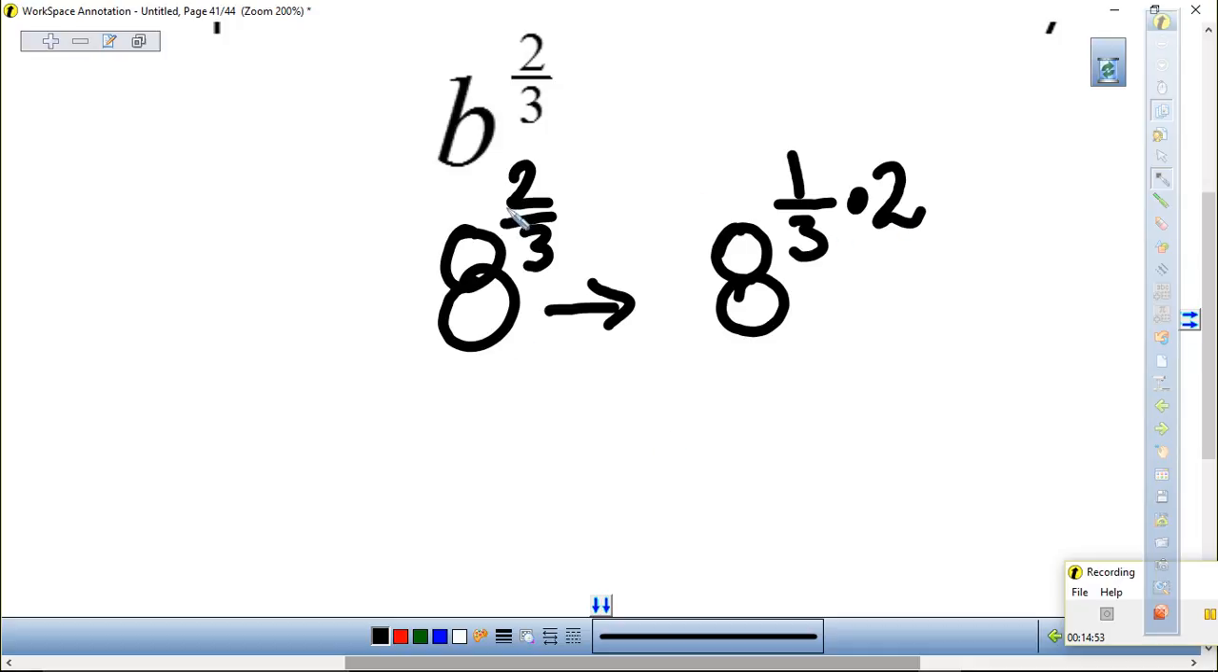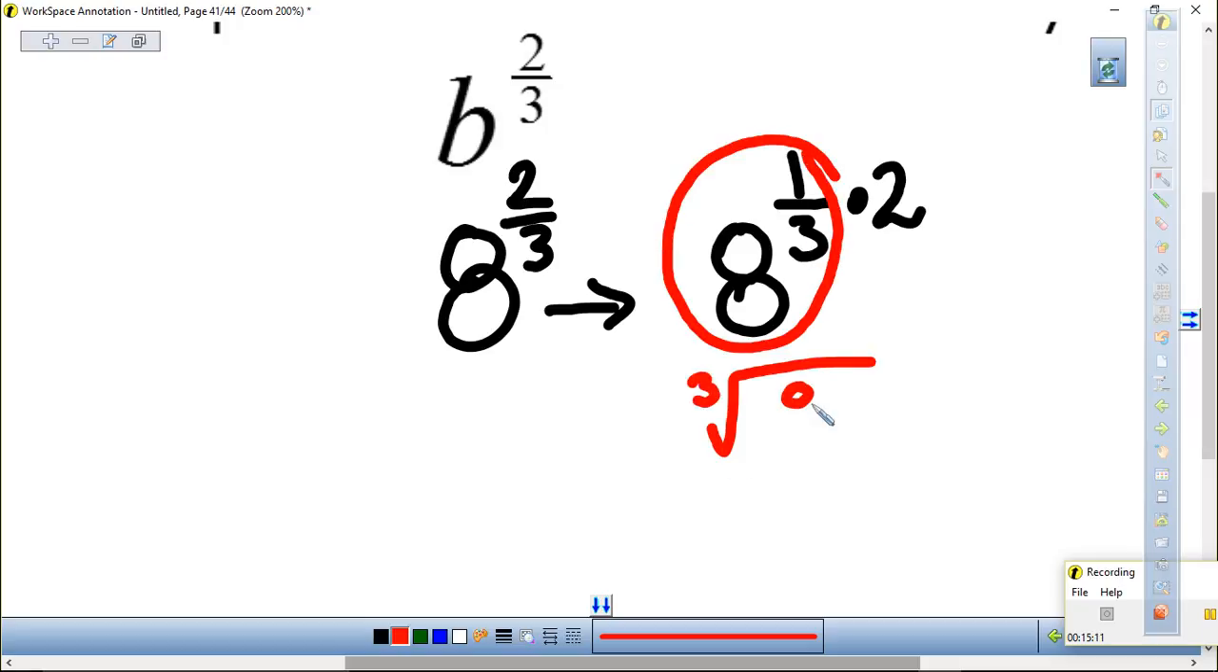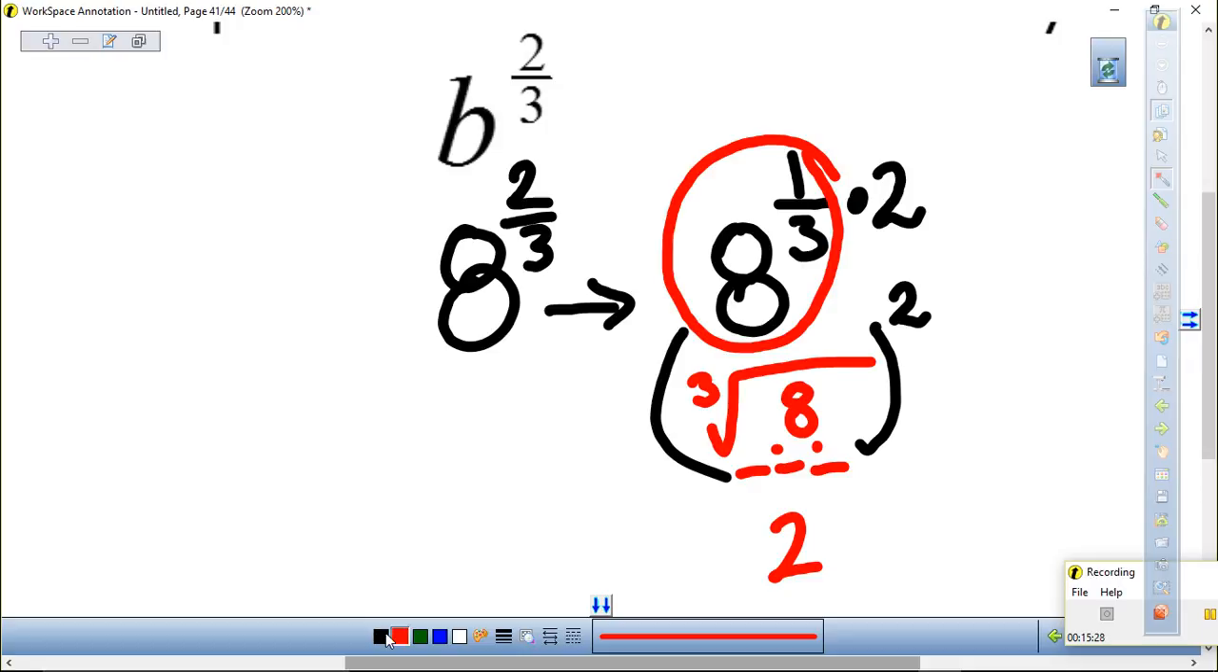Isn't this the same as this? Yes, because 2 times 1 is 2, and it's 2/3, right? So now check this out. Why did I need to rewrite it like this? Because I know what to do with this. This is a radical, index of 3, and 8. Is that correct? And what is the exponent outside? 2. Therefore, what is the cube root of 8? What number times itself 3 times gives me 8? 2. What's outside of the parentheses to the second power? What is 2 to the second power? 4. Copy that.